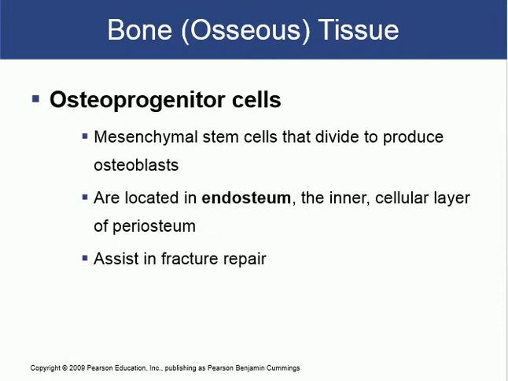Osteoprogenitor cells, we already talked about this. It generates and becomes osteoblast, and it will help also in the repair. So when we talk about the repair, this is the second cell, isn't it? Osteocyte helps the repair. Osteoprogenitor cells also help the repair. And it's located in the endosteum and the inner layer of the periosteum. This is the location. Okay, what's the endosteum?